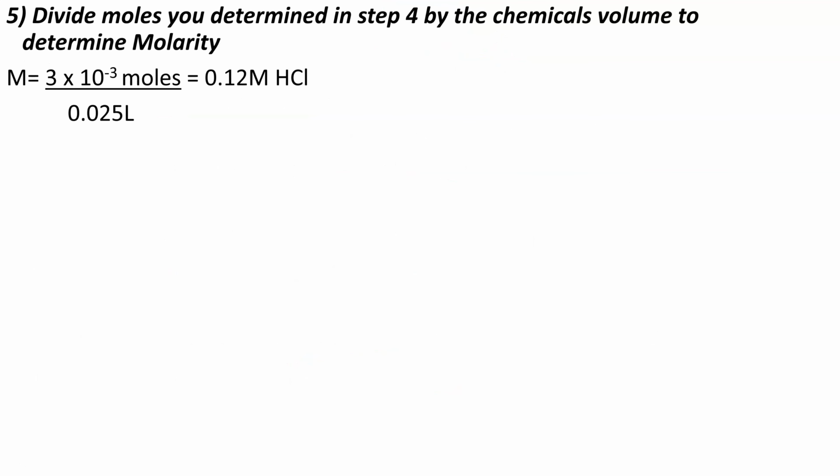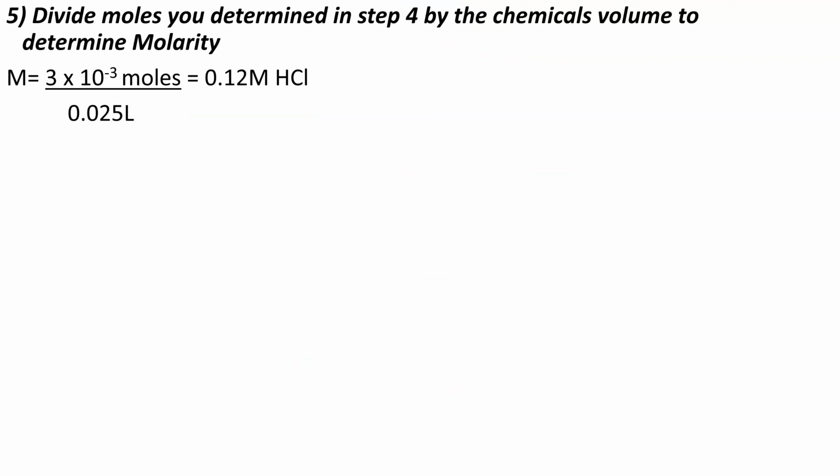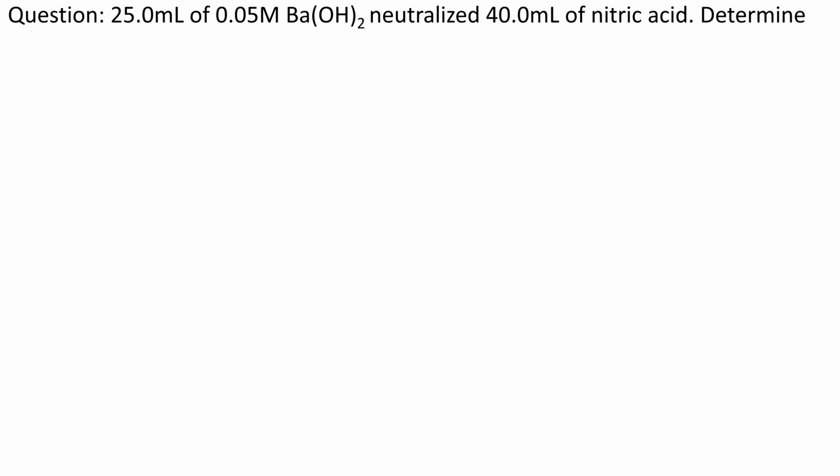So the molarity is just going to be the 3 times 10 to the negative 3, figured out in step 4, divided by the volume of HCl they gave you, which if you look back was 25 milliliters, which is basically 0.025 liters. And there's your answer. So that's the molarity of an unknown using titration. Let's try it one more time just to make sure you understand it, and something a little harder too.